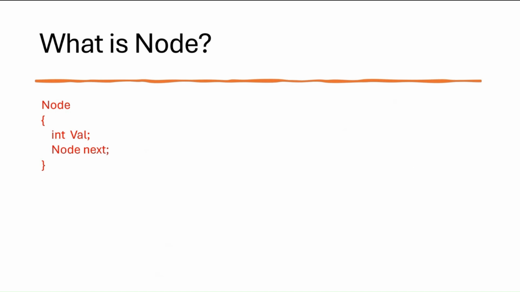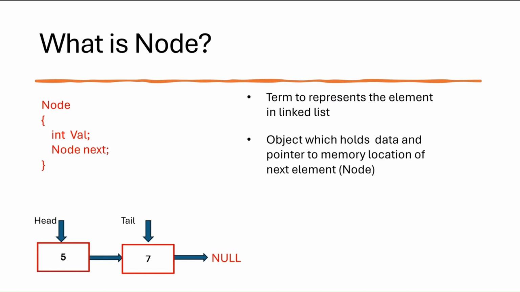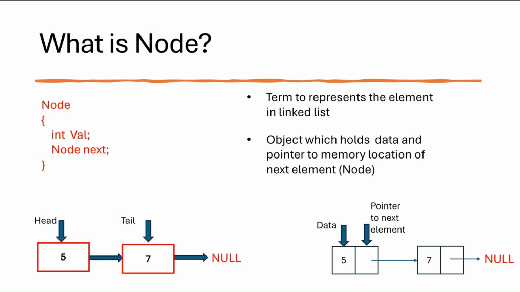What is a node? A node represents the object where you can keep your data, which here is an integer, but it can be a string, char, or whatever it is, and the pointer to the next element, basically the reference of the next element. In most programming languages it is an object, but in C, it can be represented using a struct. So it is just a term used to represent the element in the linked list. For example, in this list, you can see that the highlighted ones represent the node, the object which holds the data and the pointer to the memory location of the next element. So for example, here, if we go into a little more detail, 5 is your actual data, and the next part is the pointer to the next element, basically the reference of 7.